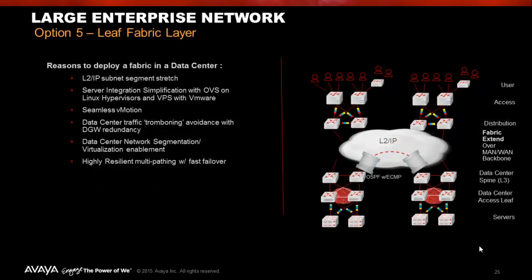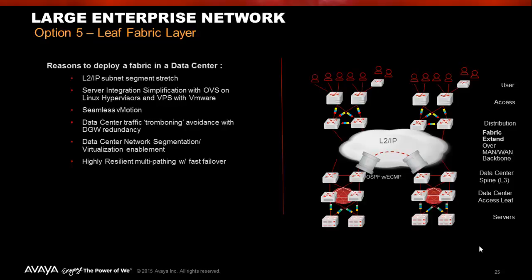We can also approach this in a very discrete fashion. Let's say we have a data center issue, and the primary pain points are seamless vMotion, and I need to get integration with the Linux hypervisors or with some sort of hypervisor environment such as VMware. At that point in time, I really am looking at L2 and IP segment stretch. I need to get the stretch between the domains.